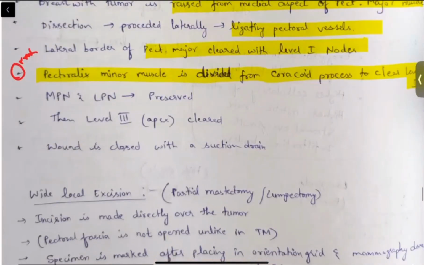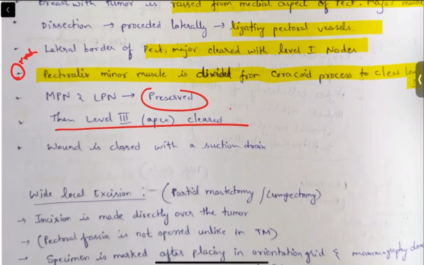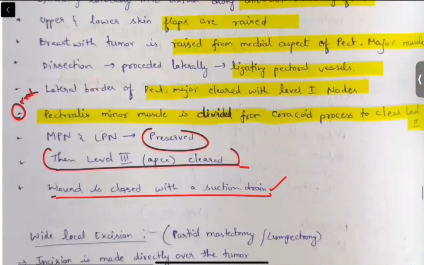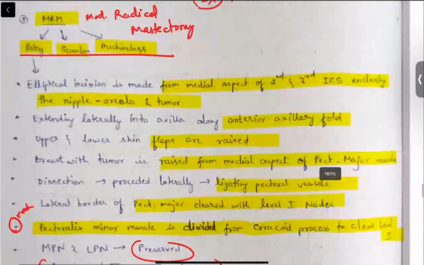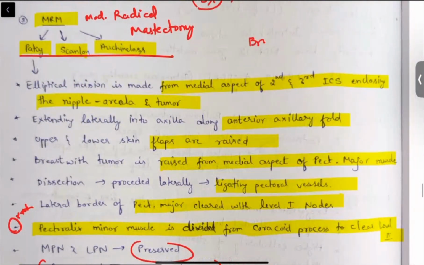Medial pectoral and lateral pectoral nerves are preserved. Then level 3 group of lymph nodes are cleared. Then the wound is closed, a suction drain is inserted, and then closure is done. So this is the procedure of modified radical mastectomy. Basically, we are removing breast tissue, that is total mastectomy, plus level 1, level 2 and level 3 group of lymph nodes.